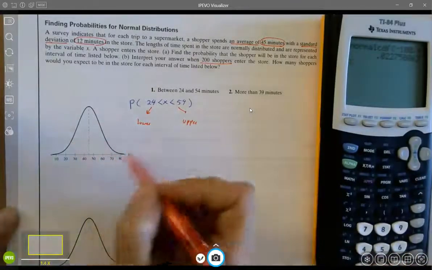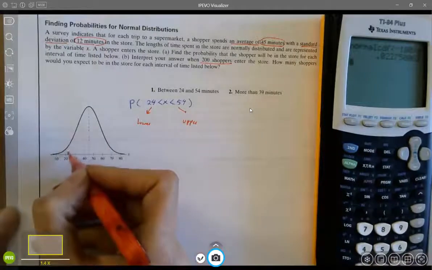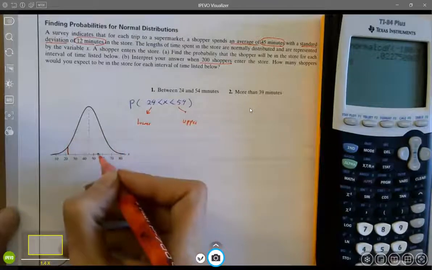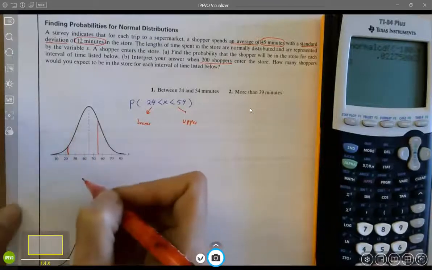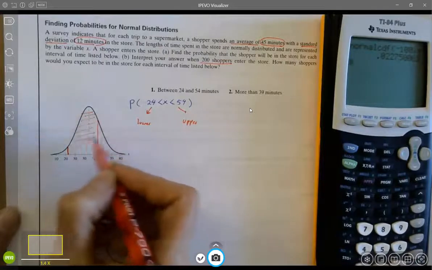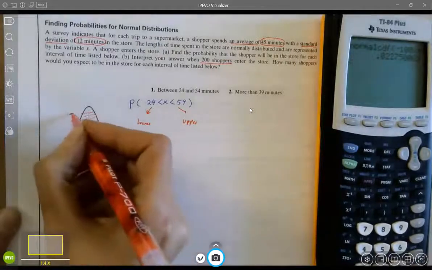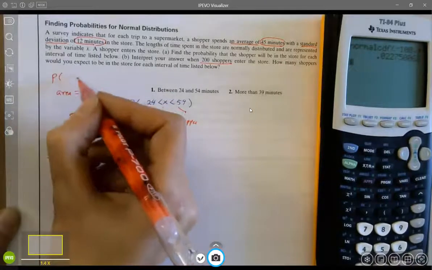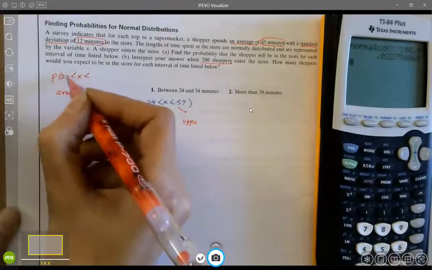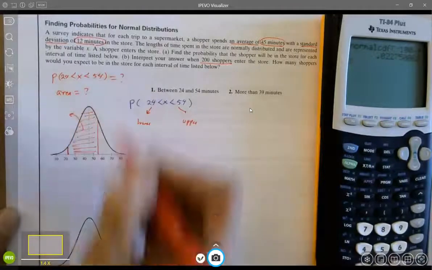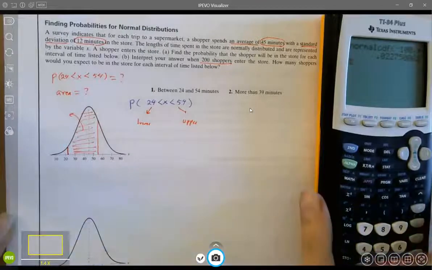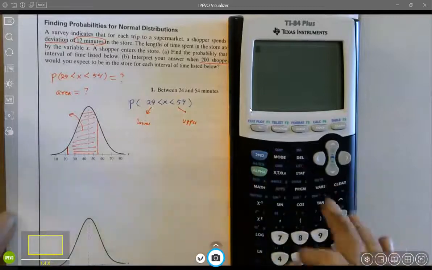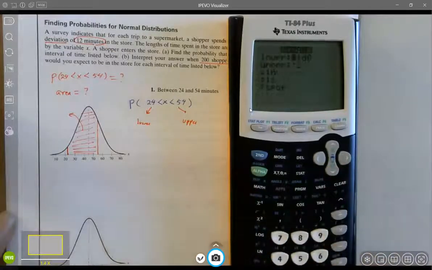So 24, let's take a look at it. Find 24 minutes and 54 minutes. So we want to find this probability or this area. What is this probability? This is the probability that X is in between 24 and 54. What is this probability? Calculator to the rescue.